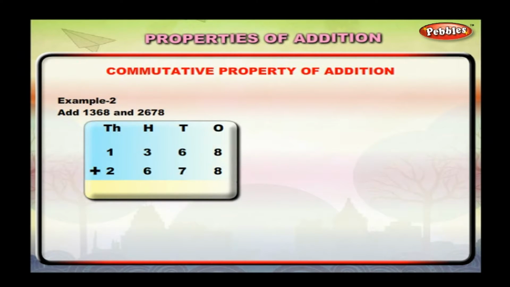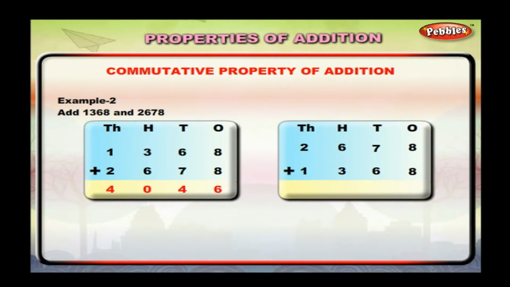1368 plus 2678. We get 4046. Now change the order in the column and add them. 2678 plus 1368. Again, we get the same answer, 4046.